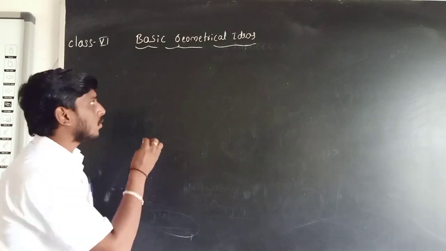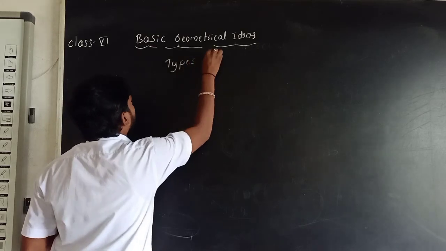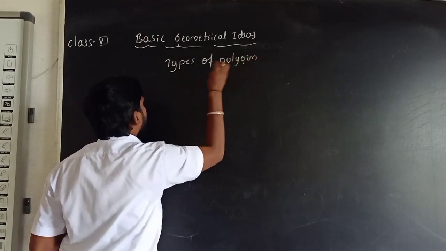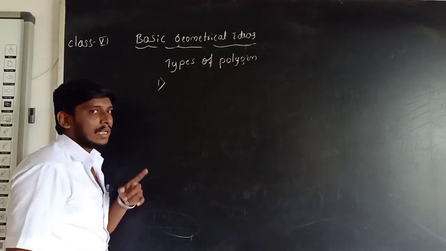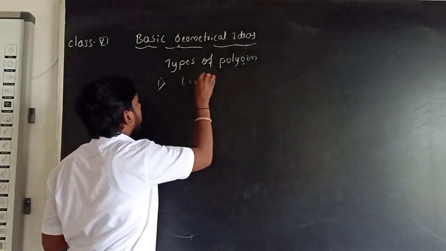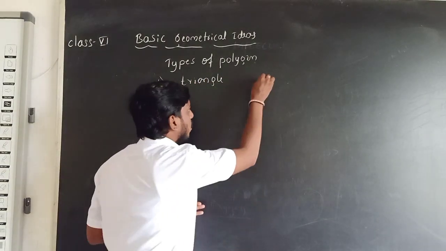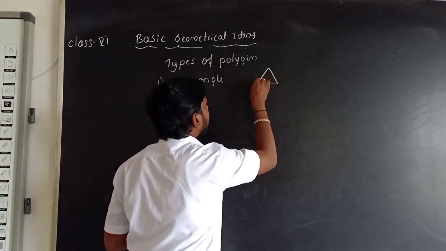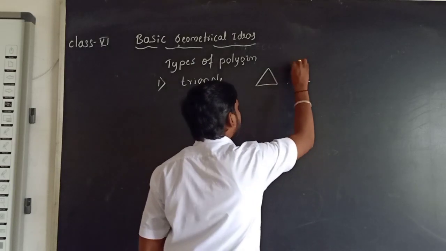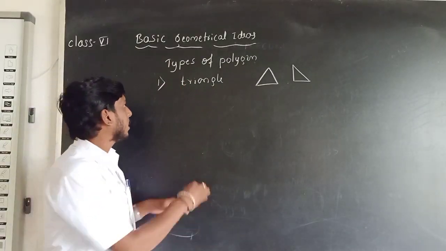Okay. What are the types of polygons? I think we discussed in last class. A polygon containing only three line segments is said to be a triangle. For example, this is a polygon containing three line segments. So this is also a polygon containing three line segments. A polygon containing three line segments is said to be a triangle.